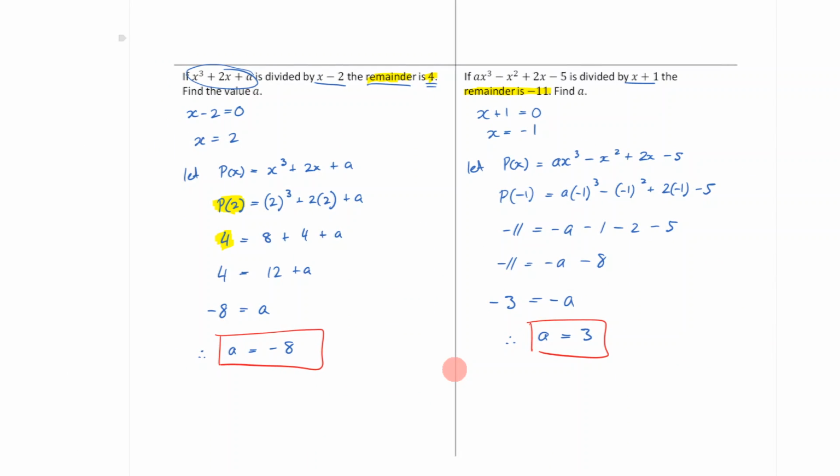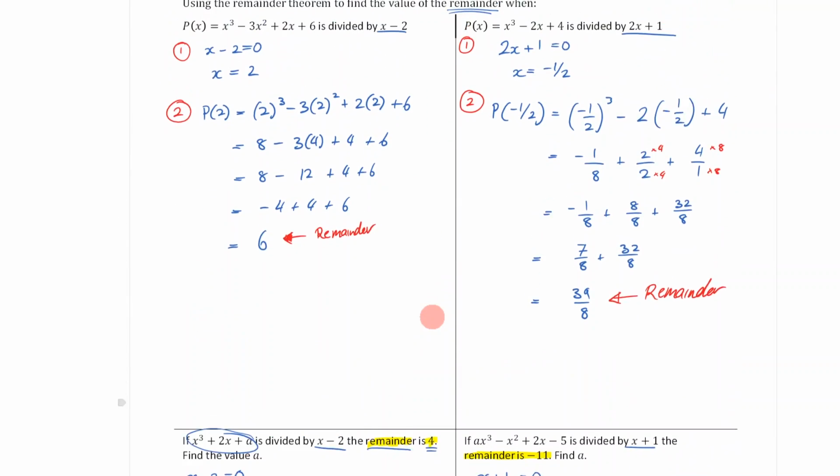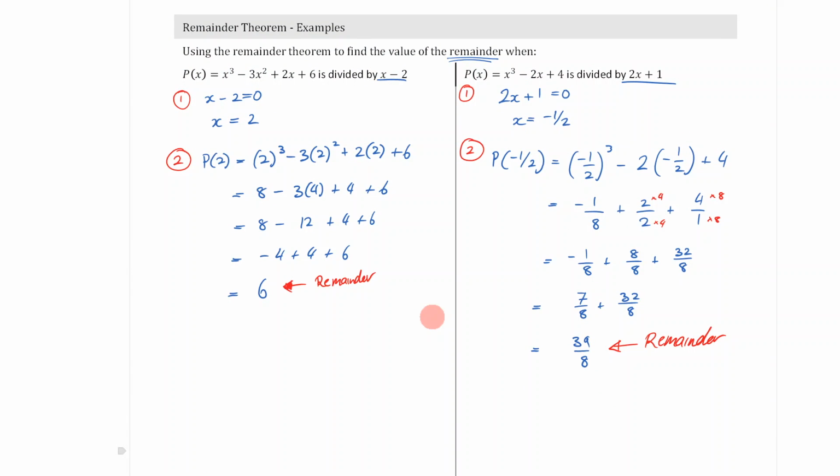So hopefully you were successful with these questions and it all makes sense. And yes, so that is practicing the remainder theorem. Hopefully that makes sense and I'll see you in the next part of this lesson.